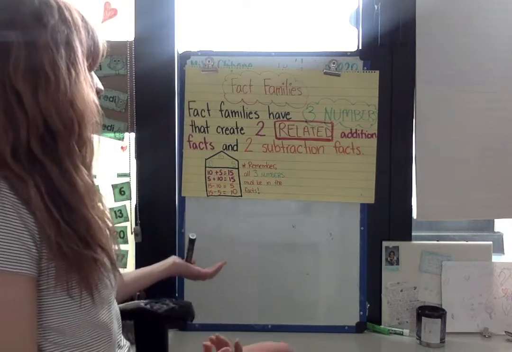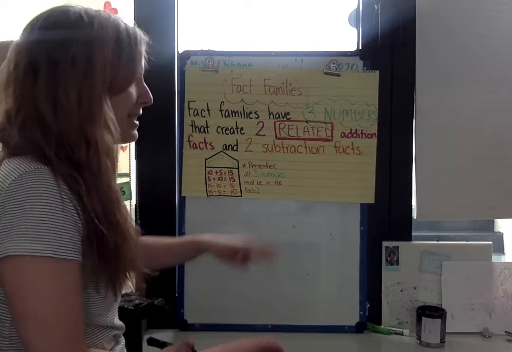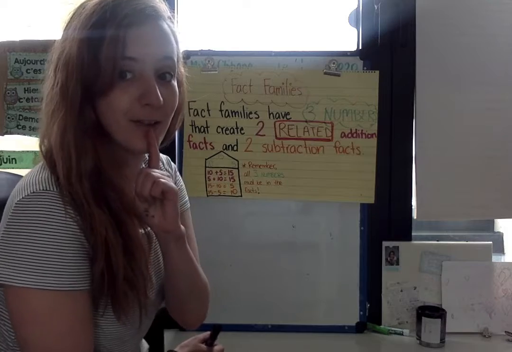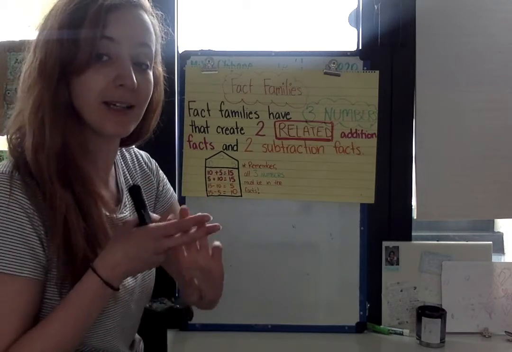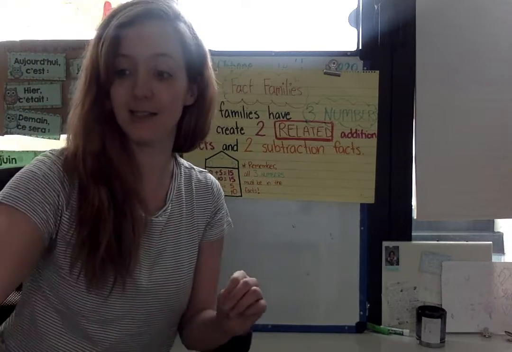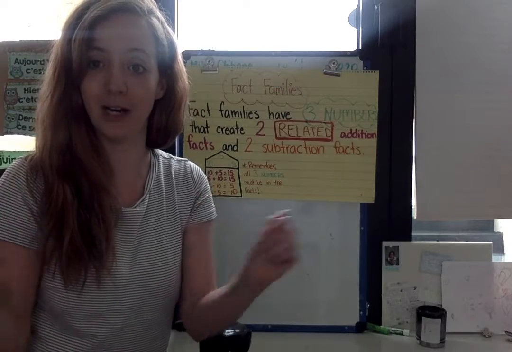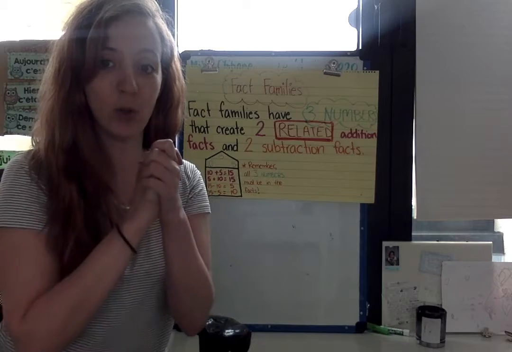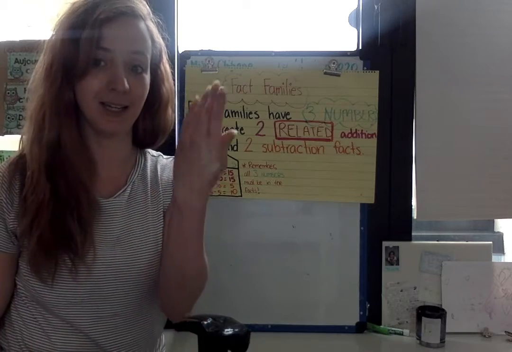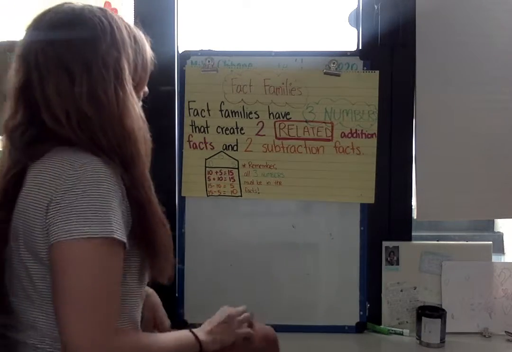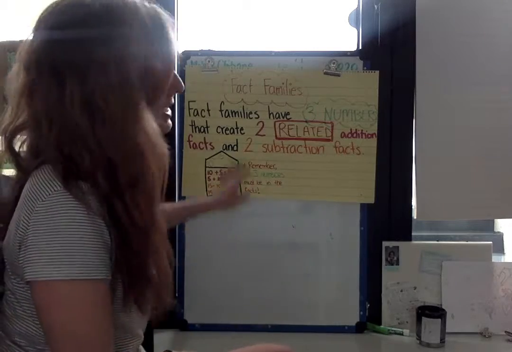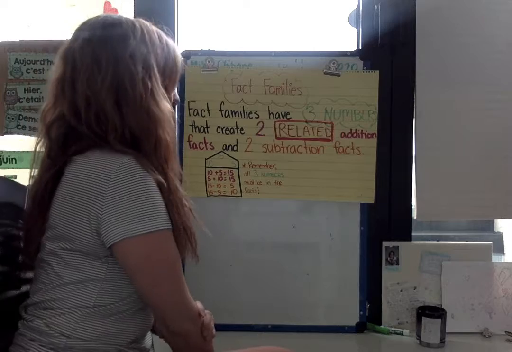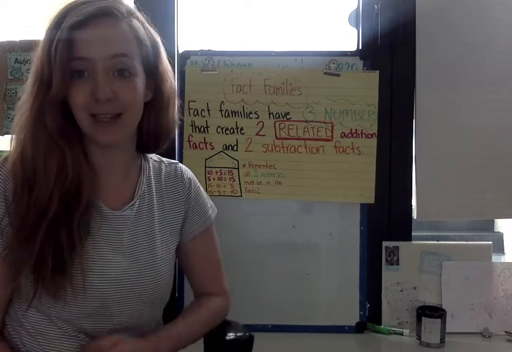So a fact family has three numbers. Remember, they're going to be your two parts and your whole, because part plus part is whole, and whole minus part is part, right? So there are three numbers that create two related addition facts and two subtraction facts.